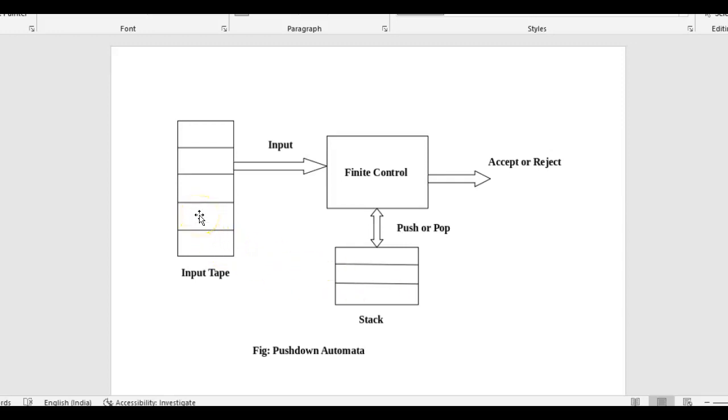The input tape that we deal with generally is somewhat limited. That means it is limited in the sense that the tape is only for input. You got my point? The purpose of the tape is only giving the input to the finite control. Okay, this is the simple abstract view of pushdown automata.